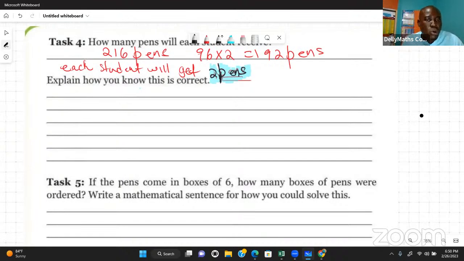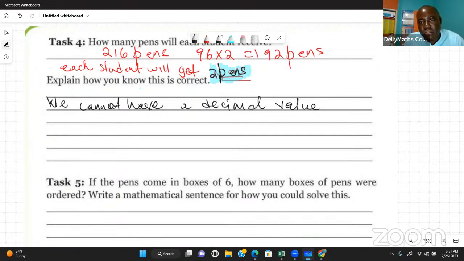Explain how you know this is correct. We just spoke about it because we're saying pens. I'm going to put here a quick explanation that we cannot have a decimal value for the number of pens.